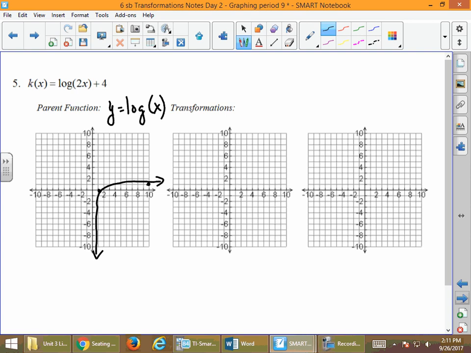So if we can figure out the parent function, we can remember the key points, we have a good start. And then we need to identify the transformations. Well, our first transformation is the 2 inside the function. So when the 2's inside the function, we need to take the reciprocal of that, which is going to leave us with a horizontal compression. And it's going to be by the reciprocal of 2, which is 1/2.